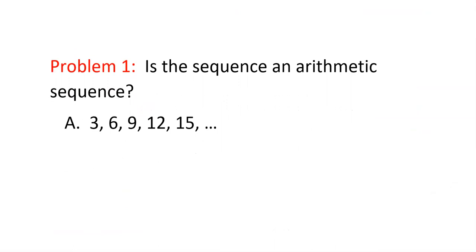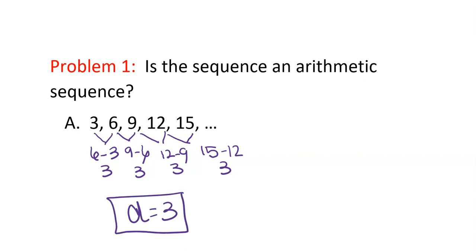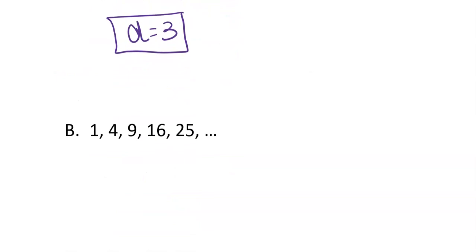So when we're checking to see in problem 1 if the sequence is an arithmetic sequence, you subtract. So 6 subtract 3 is 3. 9 subtract 6 is also 3. 12 subtract 9 is also 3. And 15 subtract 12 is also 3. So if those numbers all match, that's what the common difference is. If they don't match, it is not an arithmetic sequence.